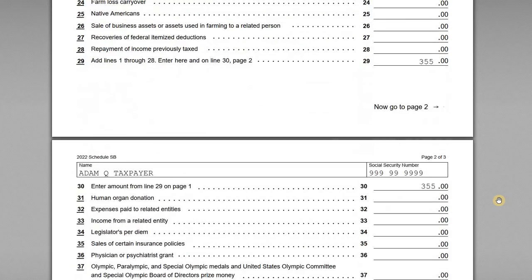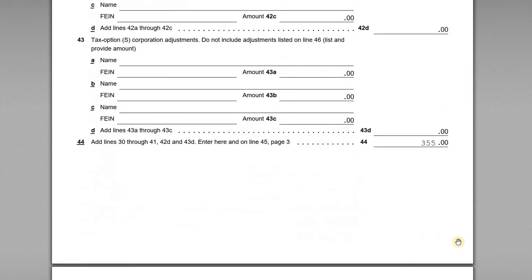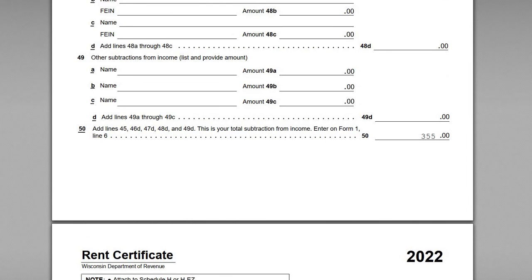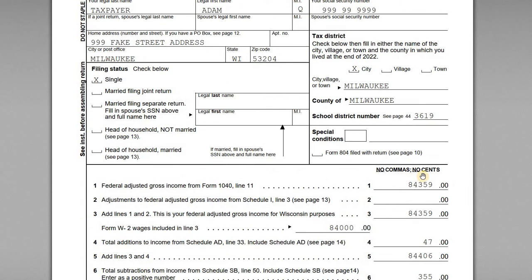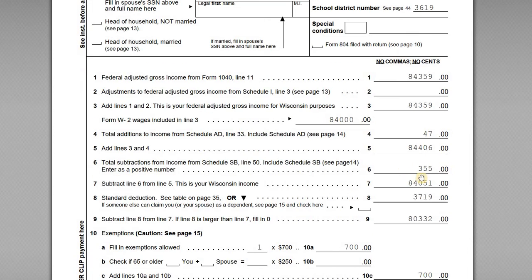And so the total amount of subtraction that we're going to be able to carry forward is that $355. The $355 is going to be reported up here on Form 1 of Wisconsin, the individual tax return. So we have our addition there, $47 in addition to federal AGI. Then we have a $355 subtraction. So our Wisconsin income after the additions and subtraction adjustments on line 7 is $84,051.